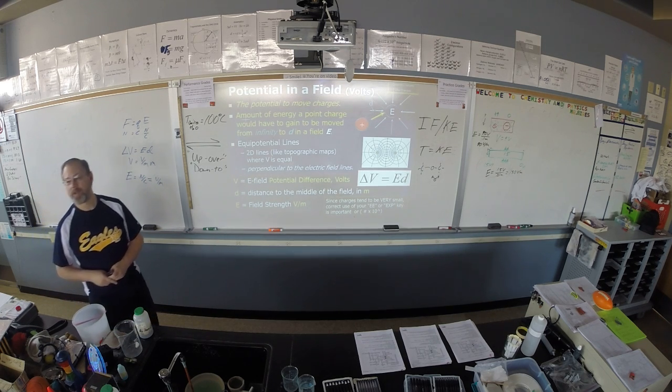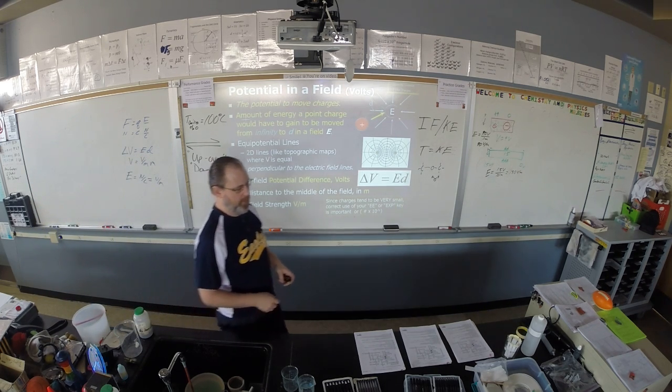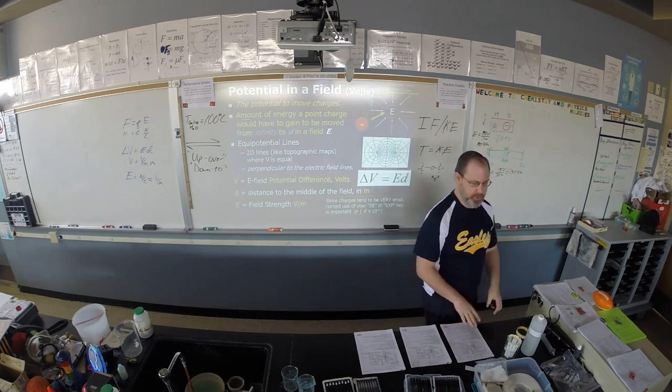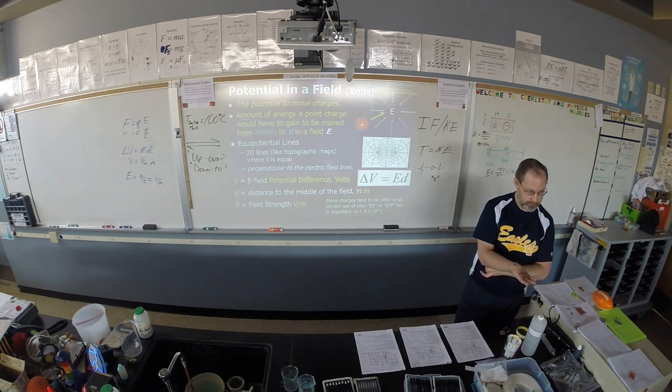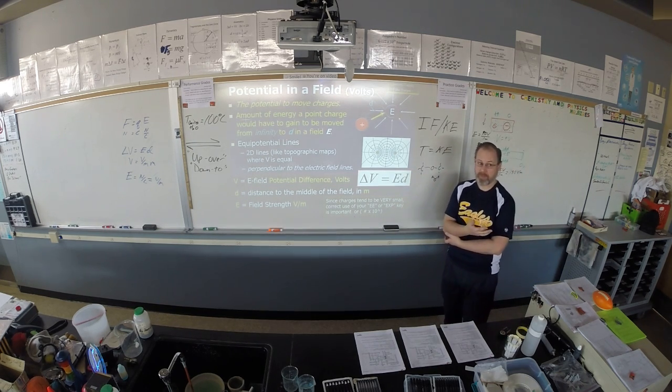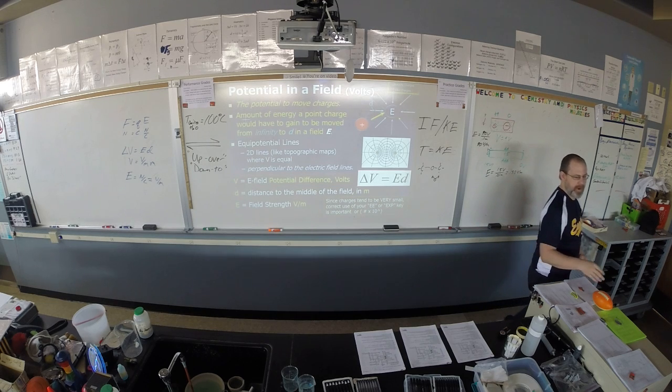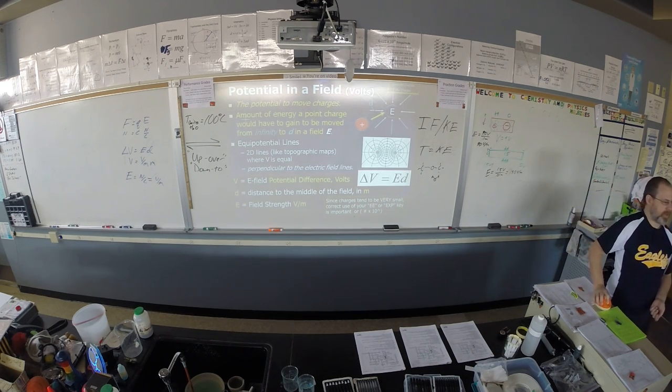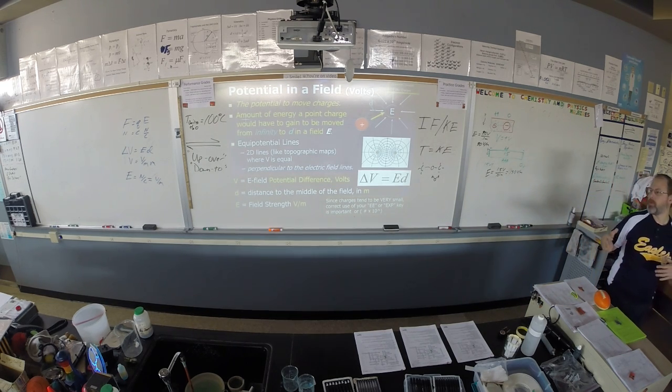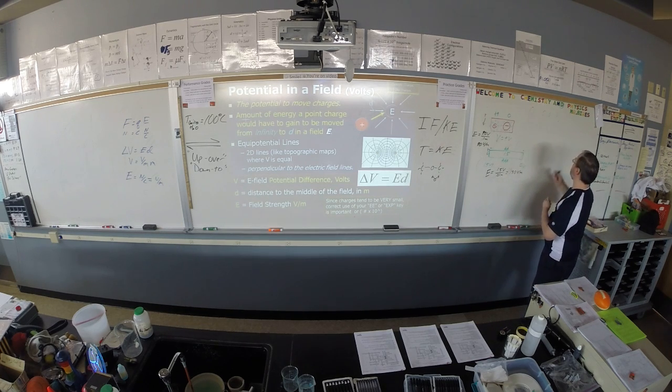Oh, equipotential lines. So equipotential lines are kind of cool. Basically what they mean are they're lines where the potential is the same. That's what equipotential means. Have you ever seen a topographic map where it shows elevations on a map? A topographic map is kind of interesting.